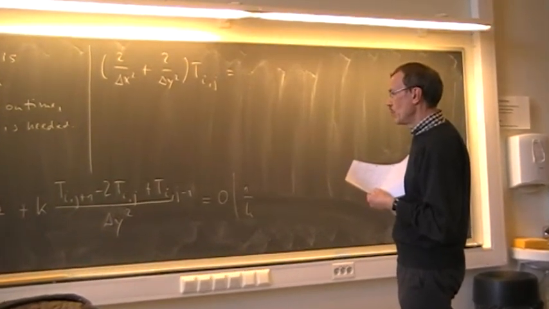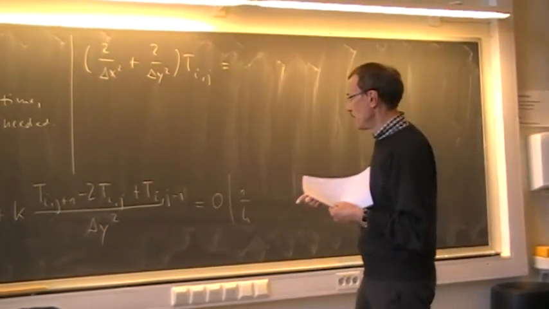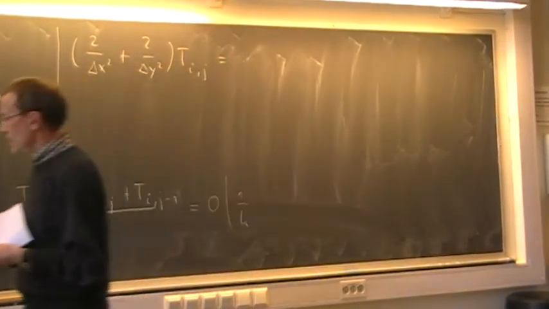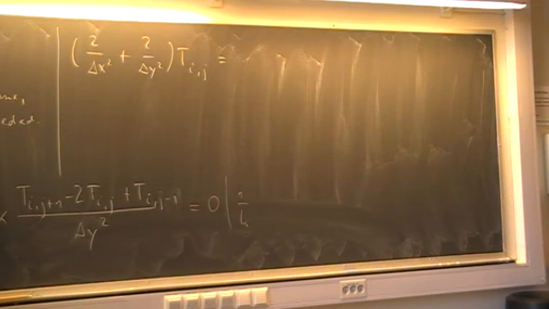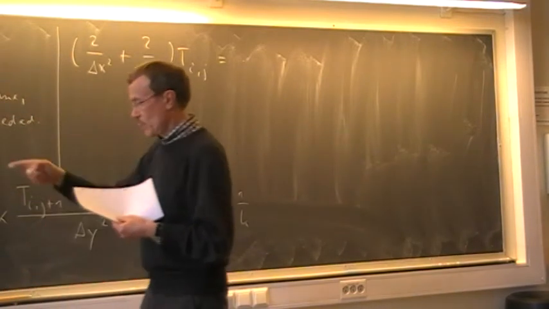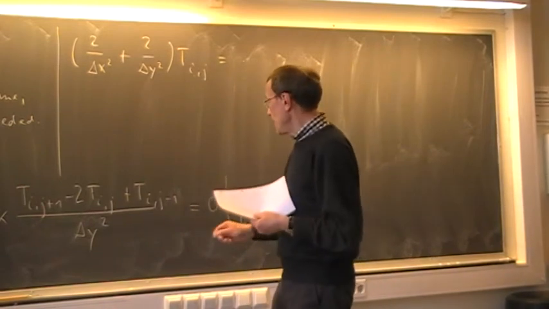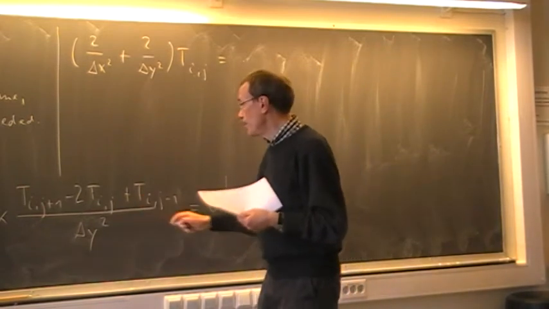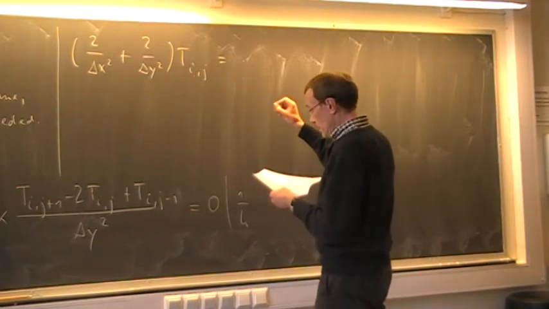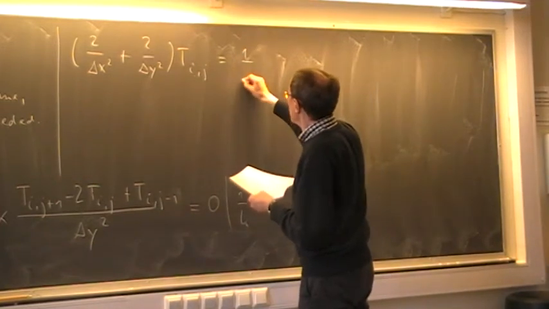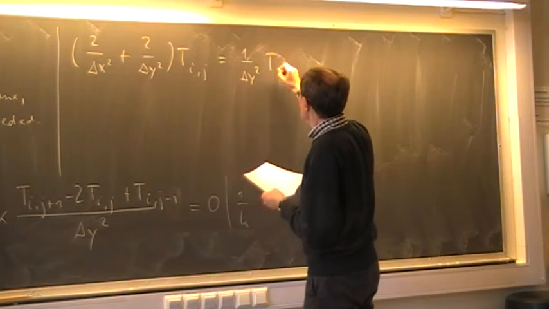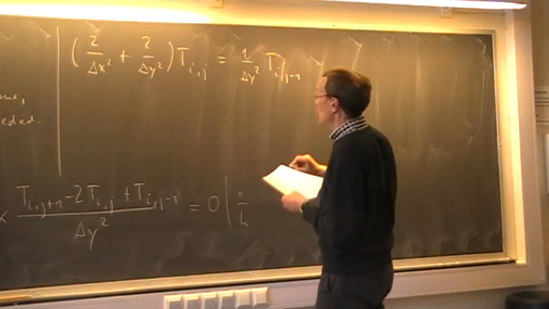I do it now in the way starting, so this here is the south, the north, the east, and the west, the corresponding indices. I start with the south in that case, and the south is related to this guy here. So that will be 1 over delta y squared T i j minus 1.